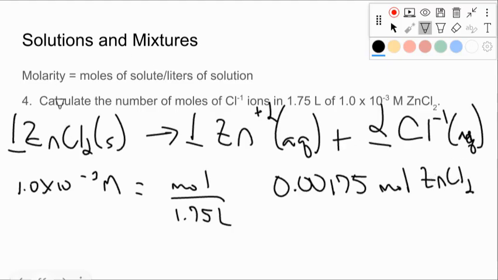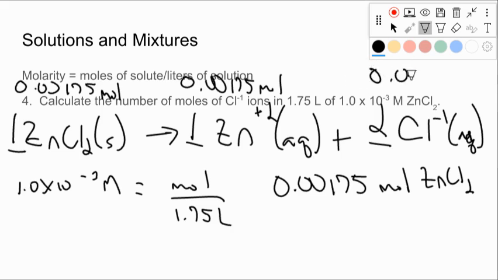So then if I go back to this, then that means this is 0.00175 for it. That'd be 0.00175 for it. And then it'd be that times 2. So it'd be 0.00350 moles of this. Another way you could work this out if you just want to do a mole conversion like with stoichiometry.